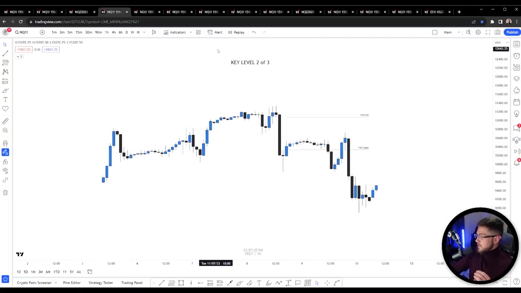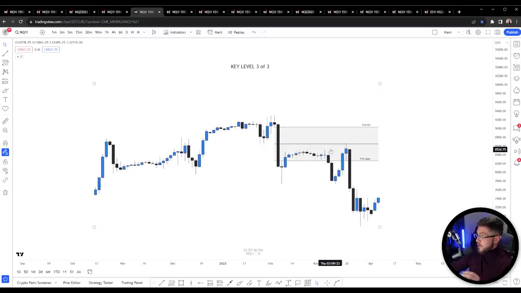Key level #2 is going to be the fill of the fair value gaps. So this is going to be the opposite end of the fair value gap from where the fair value gap begins. So for example, in a bearish fair value gap, here is the open, and the fill is going to be up here. The third key level is going to be the midpoint of the fair value gap.